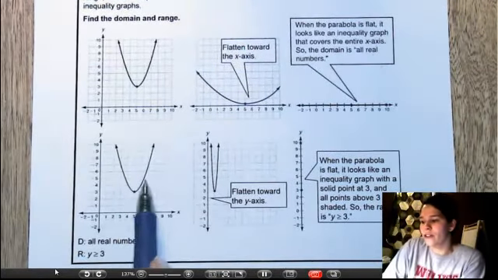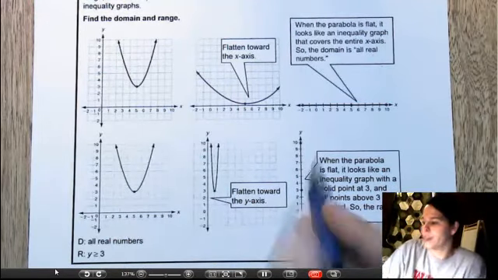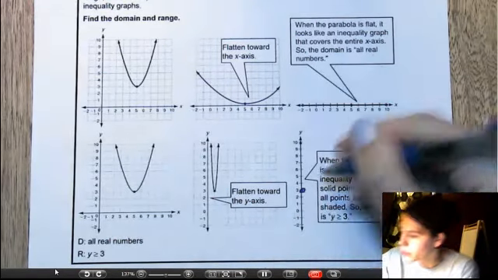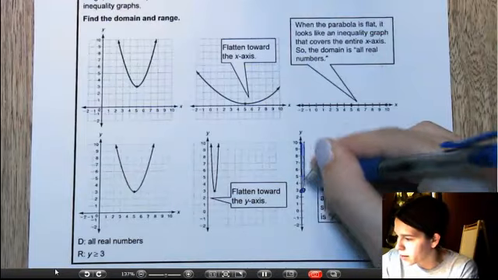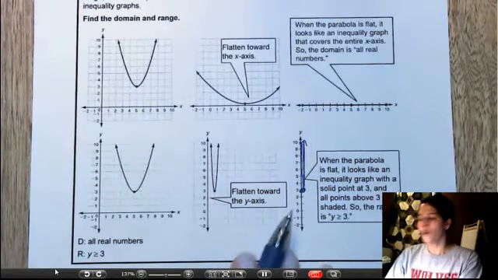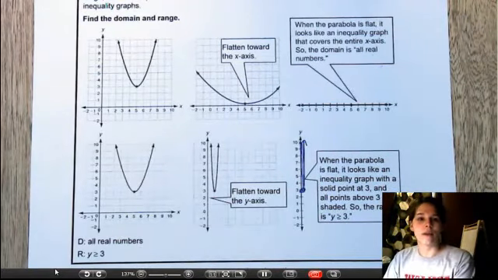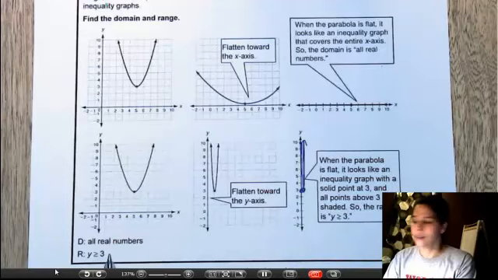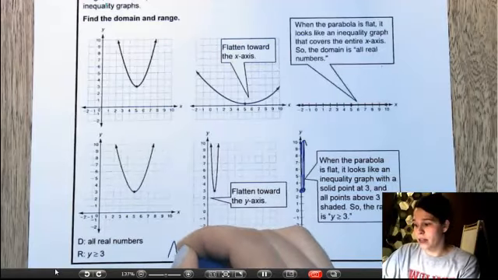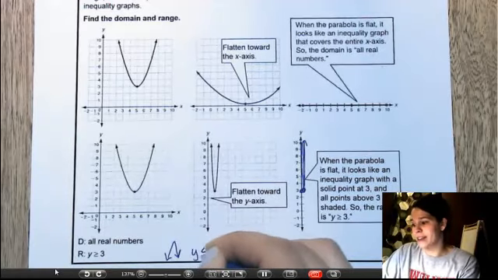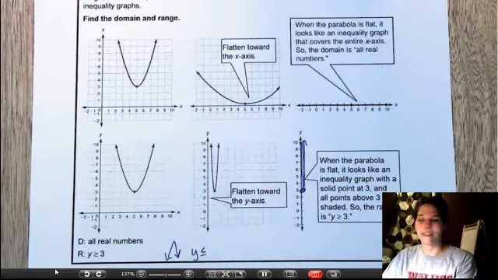You're going to take it and you're going to squish it over to the y-axis. So here we have it right here. It's squished over and this extends up right here. And there it is. Your range is always going to be y greater than or less than whatever the vertex is. So if it opens up, it's always going to be y greater than or equal to the vertex. If it opens down, it's always going to be y is less than or equal to whatever that vertex is.